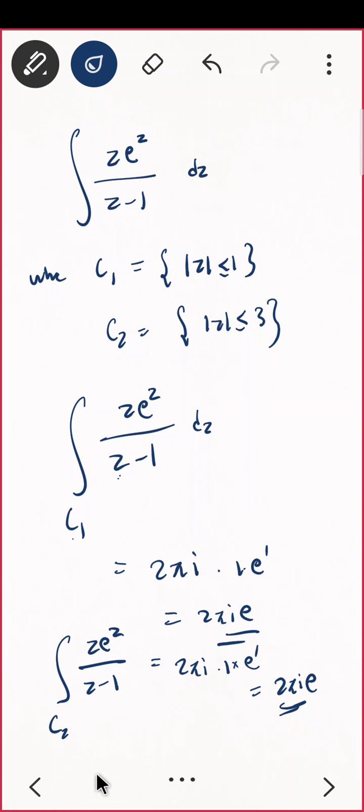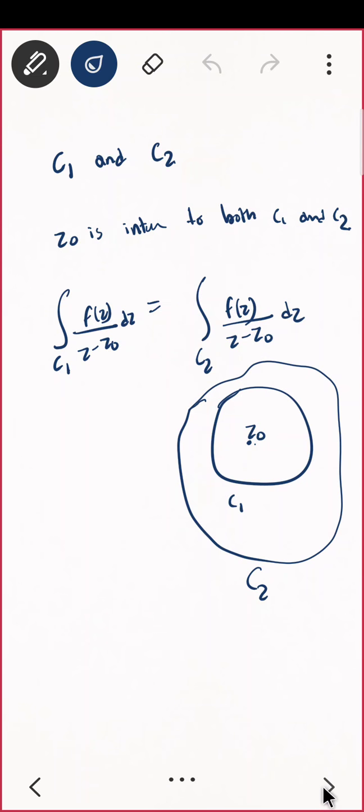We'll be actually, let us see the proof. That was just a hint. Let us see the proof of the Cauchy integral formula.